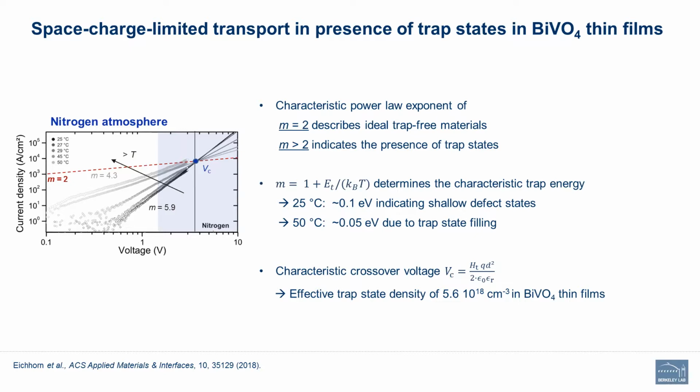Furthermore, we can use the characteristic crossover voltage to calculate the effective trap state density in this material, which is 5.6 times 10 to the power of 18. So in the following, we would like to investigate the influence of surface adsorbates on this charge transport mechanism. For this, we recorded IV curves in oxygen-rich and humid environments.